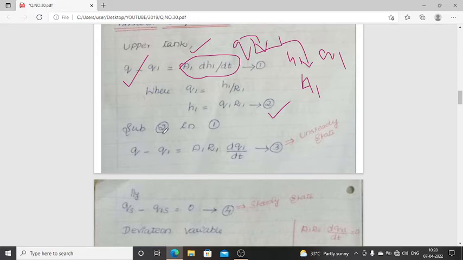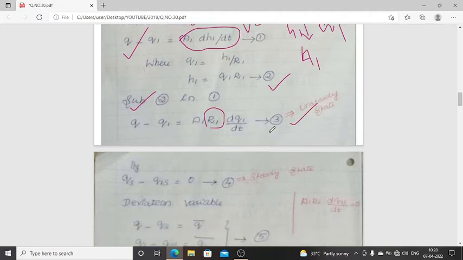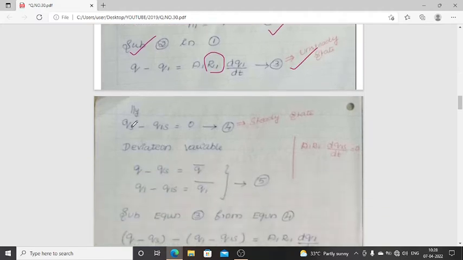Substitute equation 2 in equation 1. Q minus Q1 is equal to A1 R1 dQ1 divided by dt, because R1 is the resistance of tank 1. This is the unsteady state relation. For the steady state relation, similarly, inlet minus outlet is equal to 0, because under steady state the rate of accumulation is 0. So Qs minus Q1s is equal to 0. This is the fourth equation.